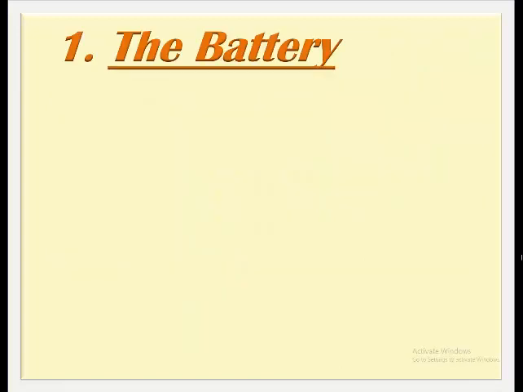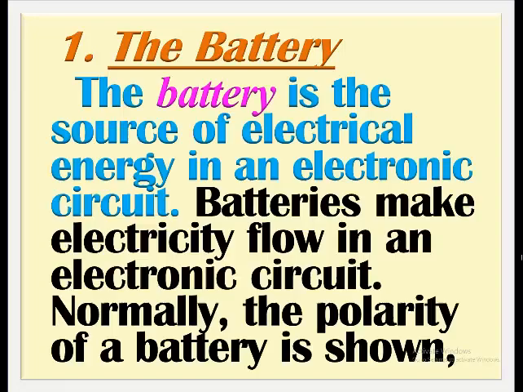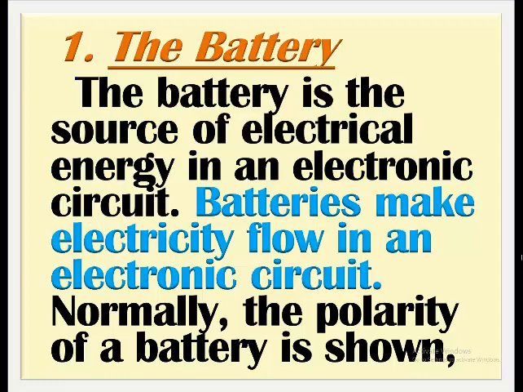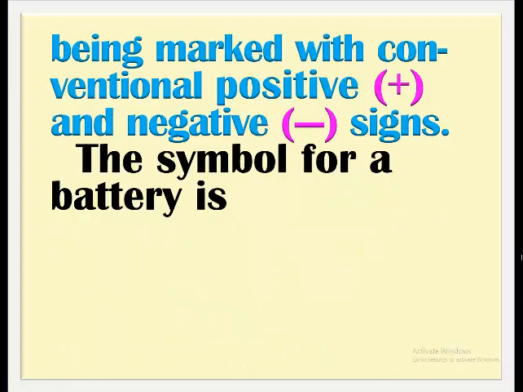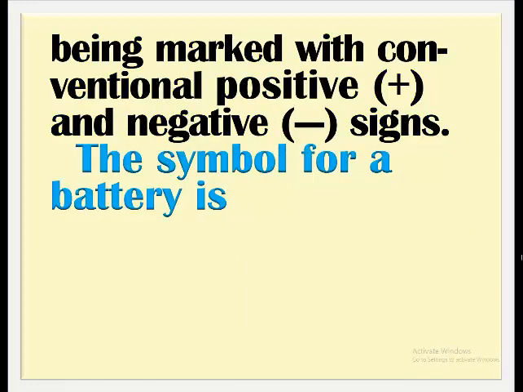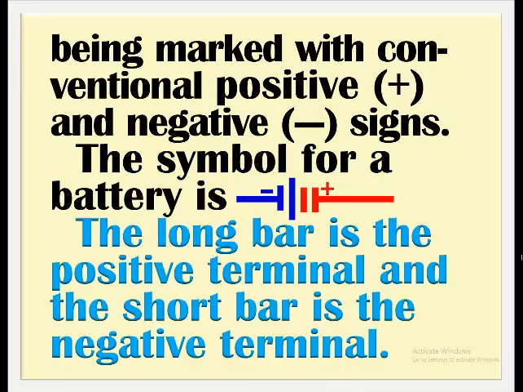1. The battery. The battery is the source of electrical energy in an electronic circuit. Batteries make electricity flow in an electronic circuit. Normally, the polarity of a battery is shown, being marked with conventional positive, plus, and negative, minus, signs. The symbol for a battery is shown. The long bar is the positive terminal, and the short bar is the negative terminal.